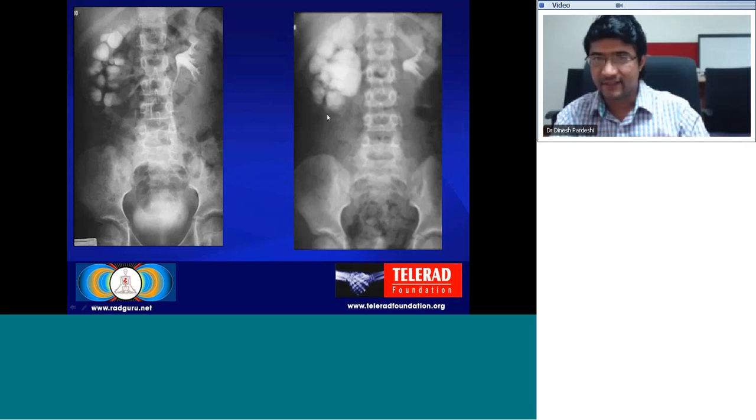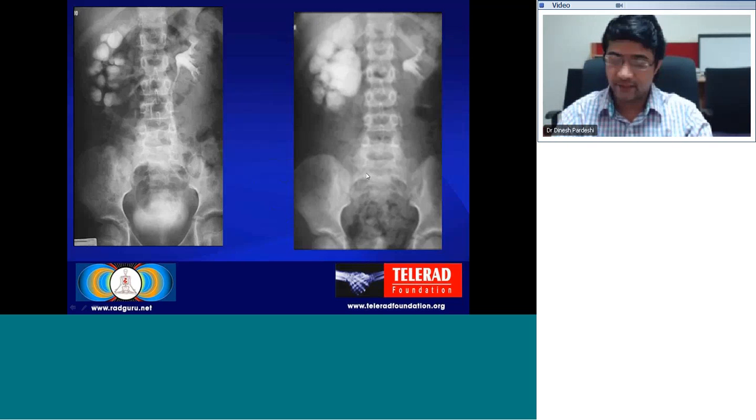In these cases, the need for delayed filming is there, and why? Because of the presence of urine in the pelvicalyceal system, the contrast which is getting accumulated will not be evident on the immediate films. So to allow the contrast to opacify the pelvicalyceal system, we need to wait and take the delayed film. Typically in these cases it may be taken up to 24 hours to see the dilatation up to this extent and the non-visualization of the ureter.